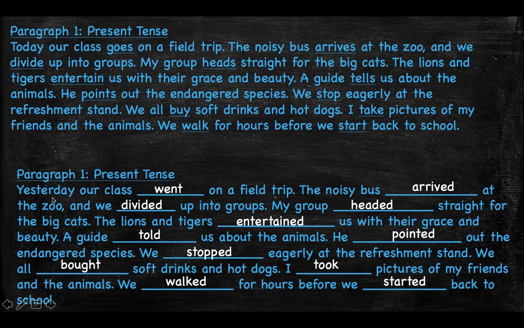Yesterday, our class went on a field trip. The noisy bus arrived at the zoo and we divided up into groups. My group headed straight for the big cats. The lions and tigers entertained us with their grace and beauty. A guide told us about the animals. He pointed out the endangered species. We stopped eagerly at the refreshment stand. We all bought soft drinks and hot dogs. I took pictures of my friends and the animals. We walked for hours before we started back to the school.